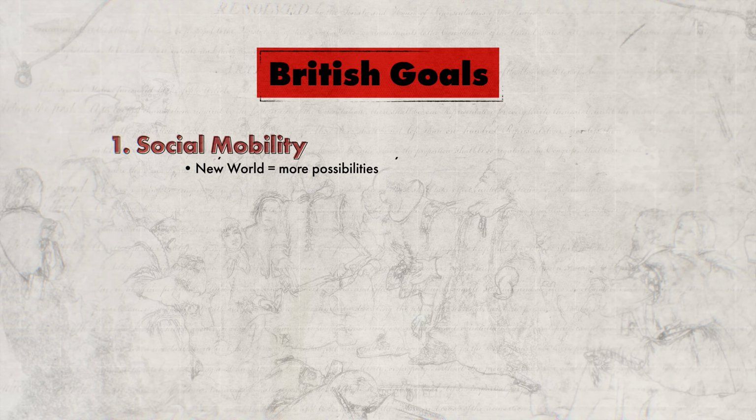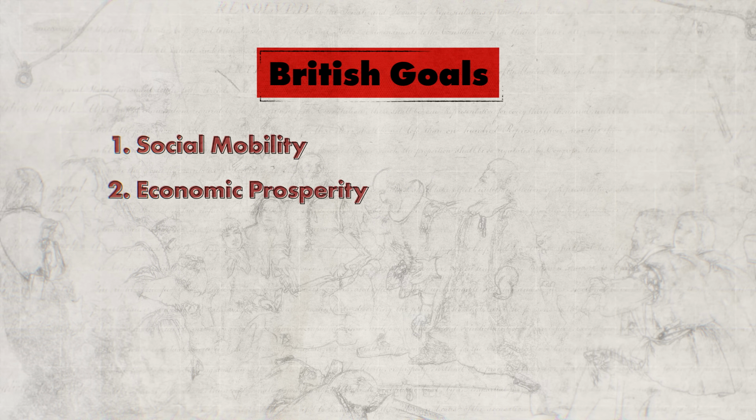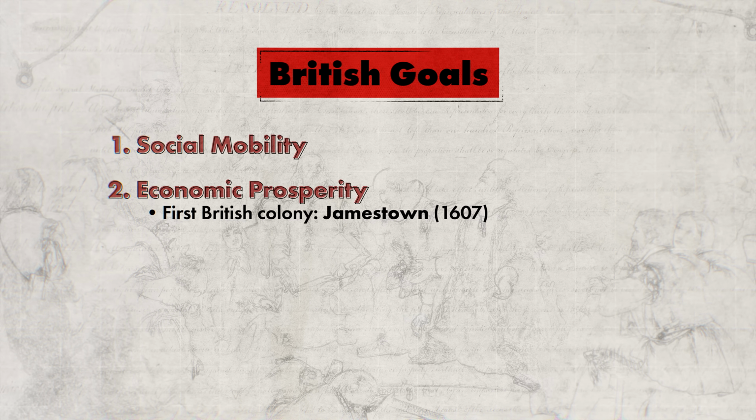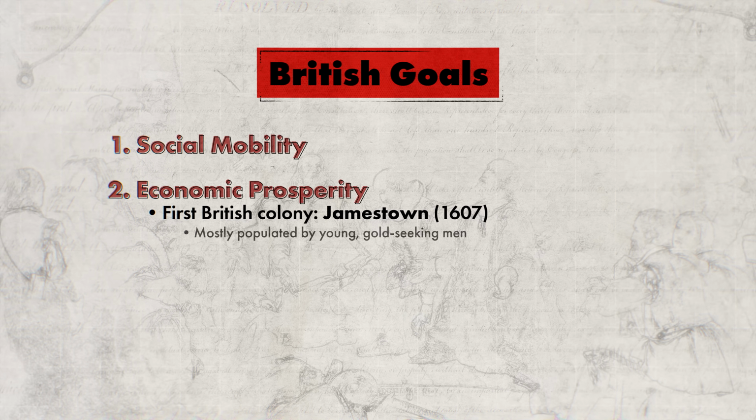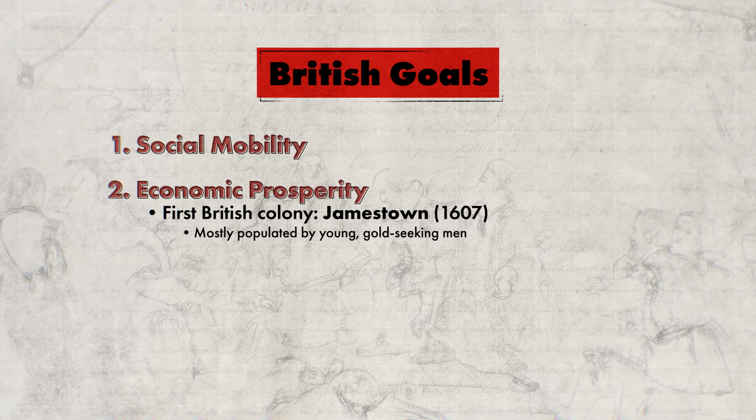Okay, second, British colonists moved to pursue economic prosperity. The first British colony, you'll recall, was Jamestown, which was established in 1607, and it was mostly populated by single young men looking to strike it rich by extracting gold.